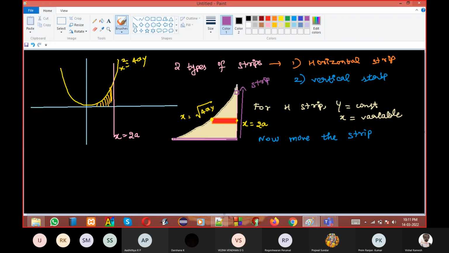When the strip was here, y was 0. When the strip is at this point, what is y? We calculate this point of intersection, which will be 2a comma a, so y will be a. Is this concept clear? Initially I fix the strip in one place and see x varying from root 4ay to 2a. Then I move the strip. Here y was 0, here y is a. Now I get the integral.